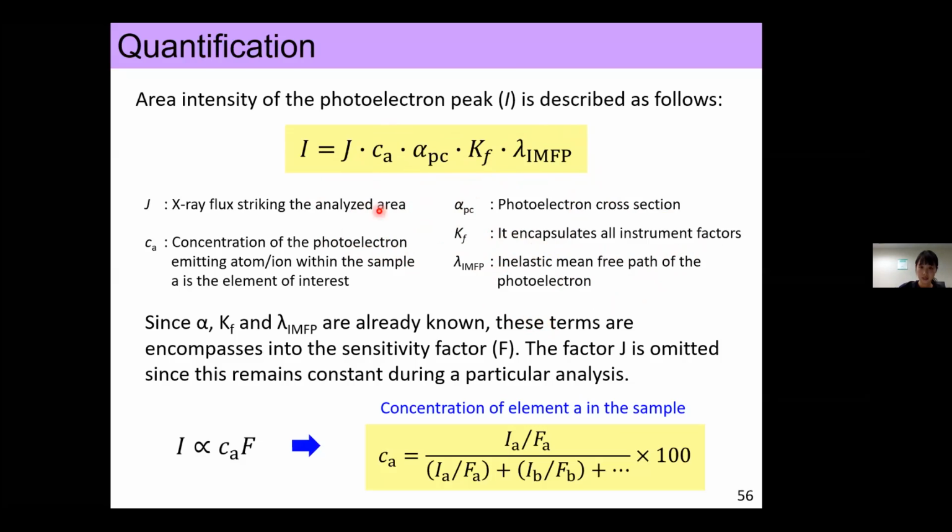Since alpha, KAF, and lambda IMFP are already known, these terms are encompassed into the sensitivity factor F. The factor J is omitted since this remains constant during a particular analysis. Therefore, I is simply described by this. From this relationship, the concentration of the element of interest in the sample can be calculated using this formula. The sensitivity factors are given by the XPS instrument company.